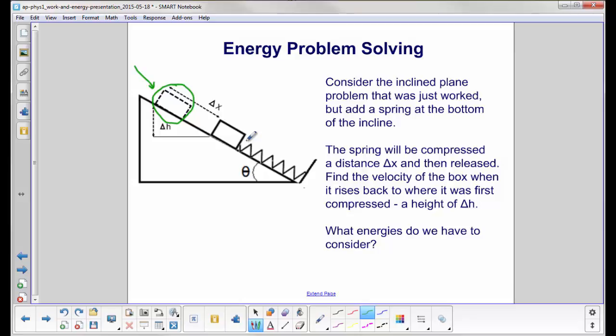And our problem this time will be to find the velocity of the box when it rises back to where it was first compressed, a height of delta H. So in other words, we push it down, we let it go, and it should come right back up to here, and then we want to find what's its velocity at this point. What energies do we have to consider?